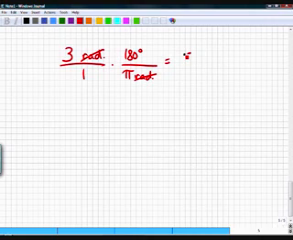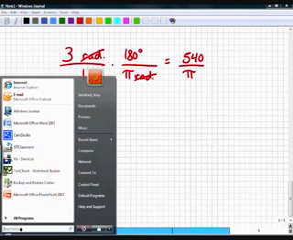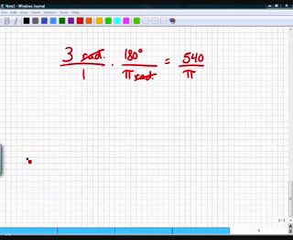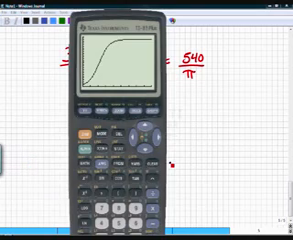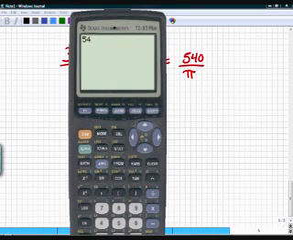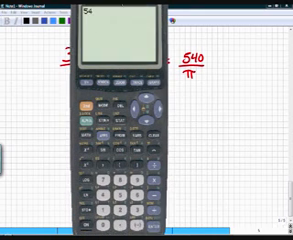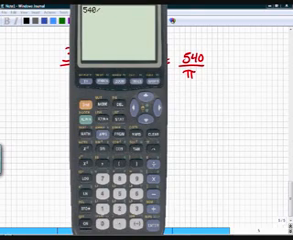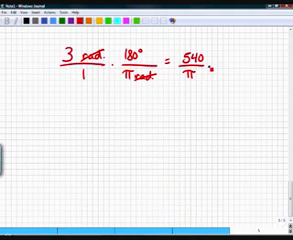So 3 times 180, 540 over pi, which you would type into your calculator. Second quit. So 540 divided by your pi, which is right above your caret symbol. 171.88. We'll call it 172 degrees.